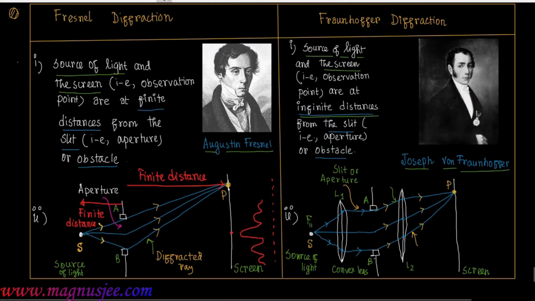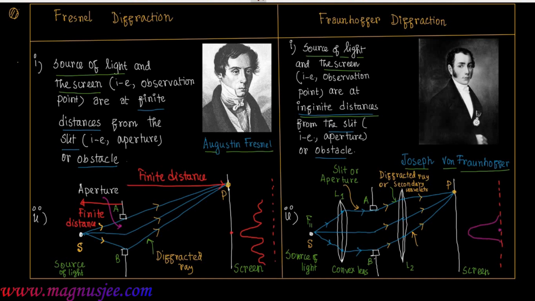Now we can show the diffracted rays or secondary wavelets coming from the aperture AB. These diffracted rays will be refracted through the convex lens L2 and superimpose at the point P on the screen, and a diffraction pattern will be obtained. We can draw the graph of variation of intensity of the diffraction pattern with respect to phase difference.